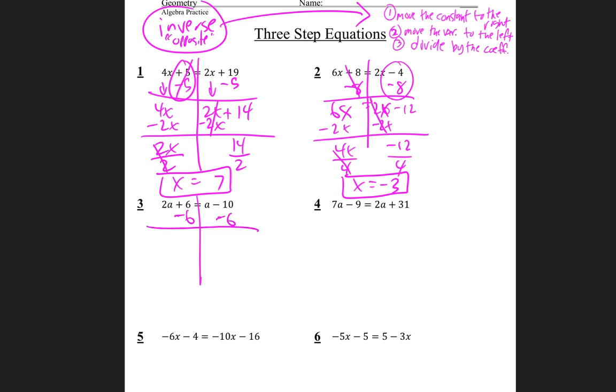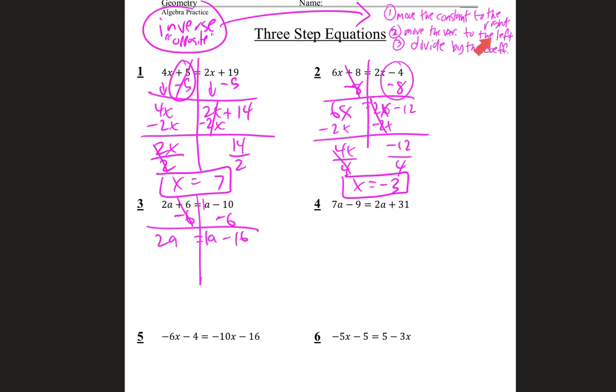Going from left to right, I'm going to bring down my 2a. Those cancel. Equals. Now, I know there's a ghost 1 in front of that. I think that's helpful to do because otherwise we kind of overlook it. So then negative 10 minus 6 gives us negative 16.